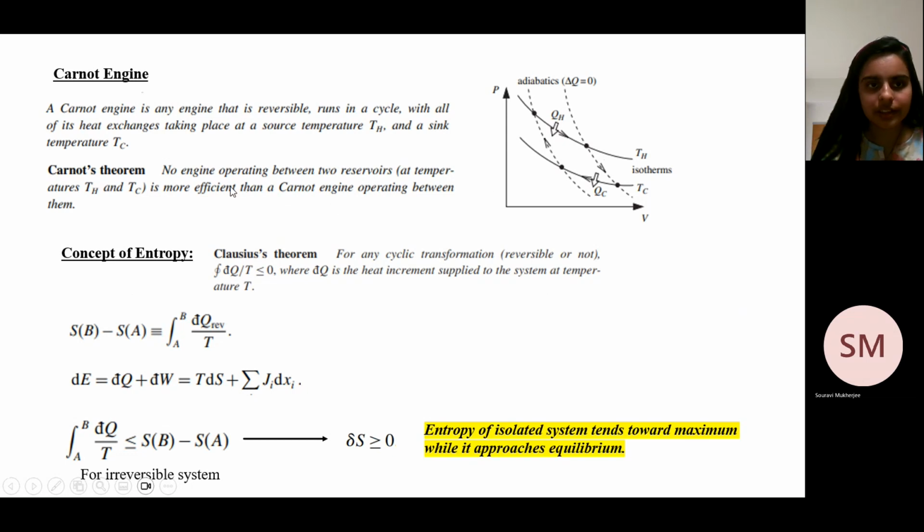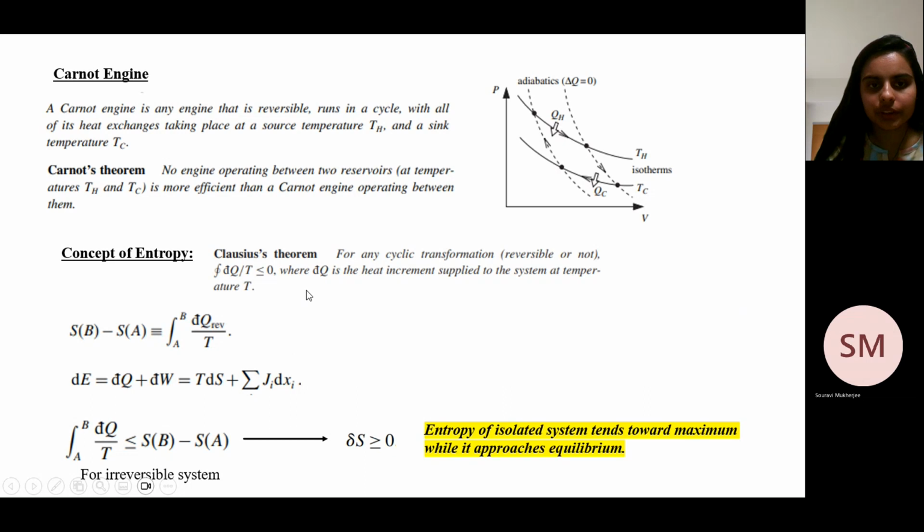So now, what this tells you is that if you have an engine which is operating between these two temperatures, TH and TC, some particular pair of temperatures, TH and TC, no engine can be more efficient than the Carnot engine. So the most efficient engine is the Carnot engine, which is the reversible one.